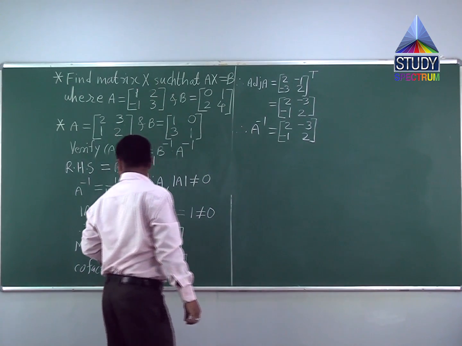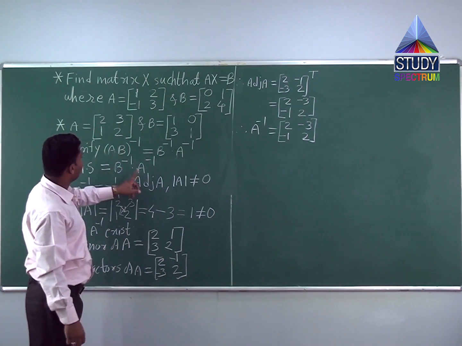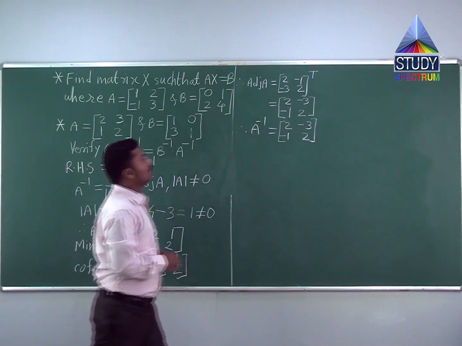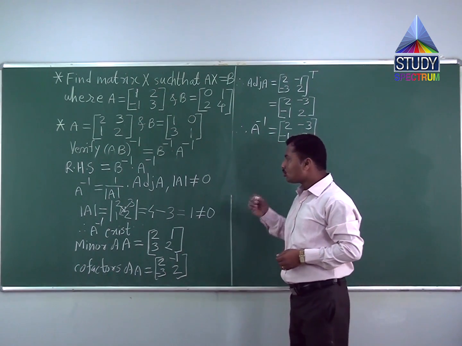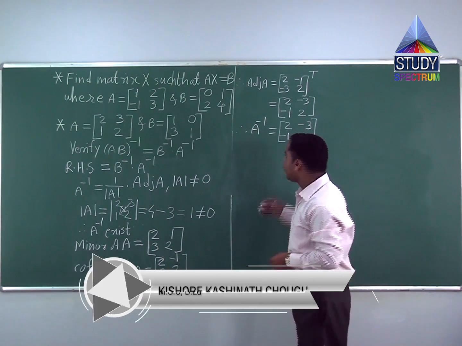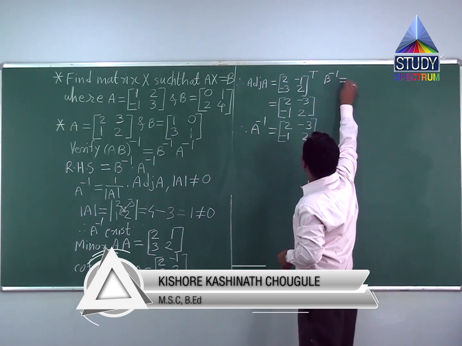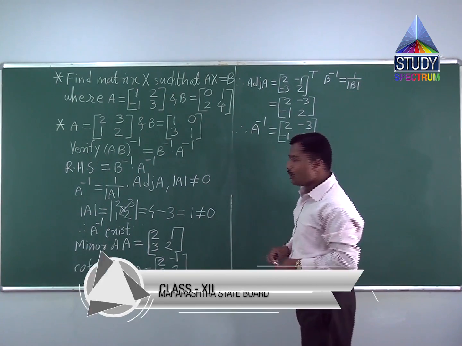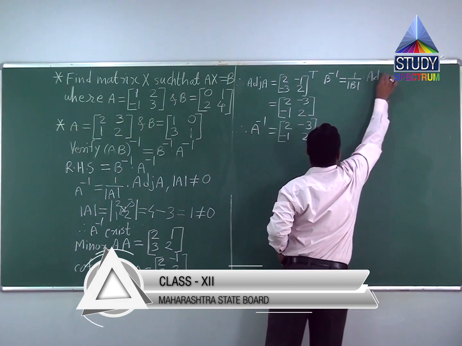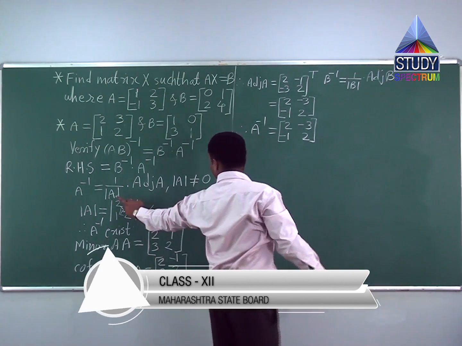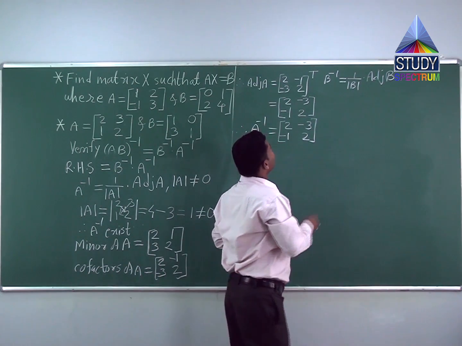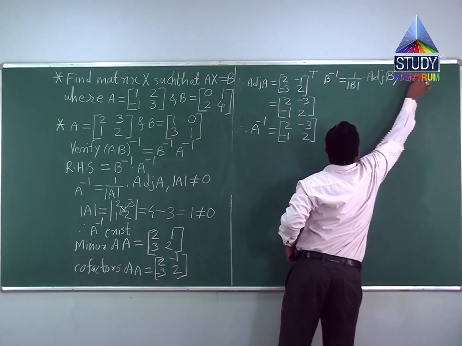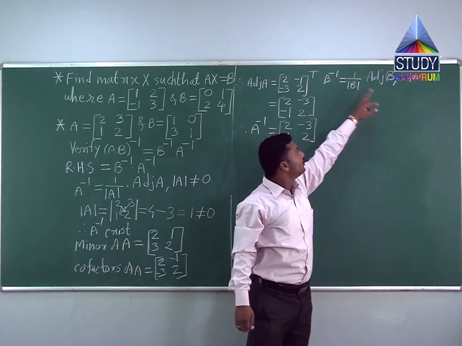Similarly, we find the determinant of this matrix B, because we also want to find B inverse. For finding B inverse, the formula is the same, by the adjoint method. B inverse equals 1 upon determinant of B into adjoint of B. Here is the B matrix, so adjoint of B. The condition is that this determinant of B is not equal to 0.